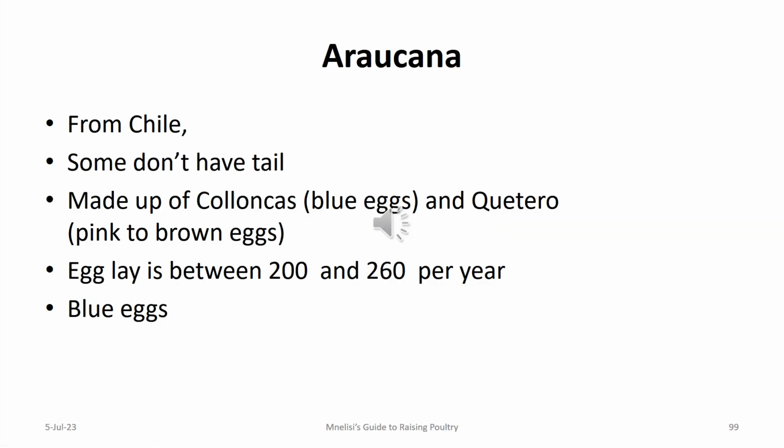Araucana. This chicken is from Chile. Some do not have a tail. They are mixed with other chickens. We should expect around 200 to 260 blue eggs per year.